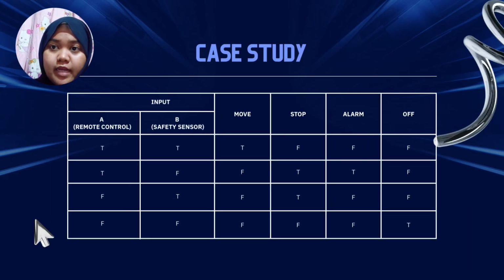Now, let's break down the truth table for our three outputs: move, stop, and alarm. When both inputs are true, meaning the remote is pressed and the sensor is clear, the gate moves. If the sensor detects an obstacle, false, the system is programmed to stop and trigger the alarm to alert the user. Essentially, the move command only activates in a specific logical window to ensure there is never a collision.